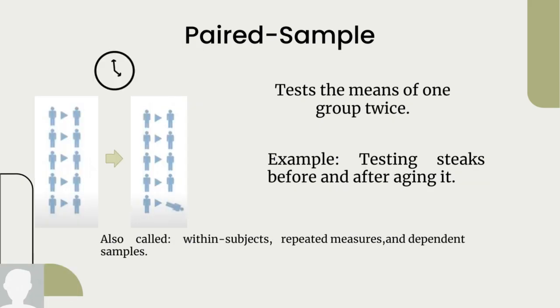Paired sample. This tests the means of one group twice. Example, testing steaks before and after aging it. Also called within subject, repeated measures, and dependent samples. Another example of it is you getting drunk. Testing your balance first when you haven't drunk anything. Then after you have drunk something, after a few minutes, you try to test your balance. That's an example of paired sample.